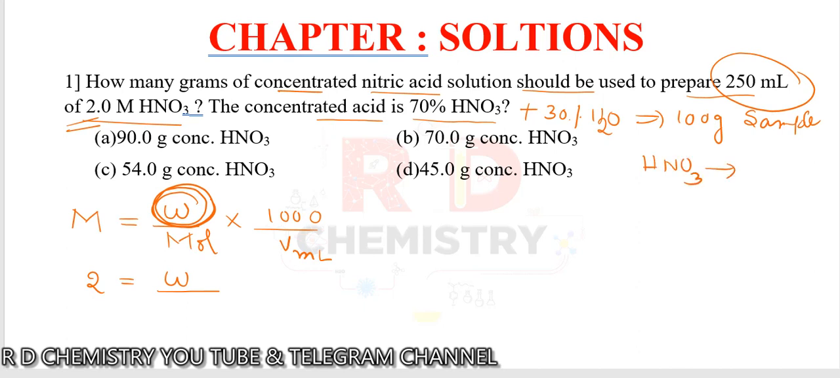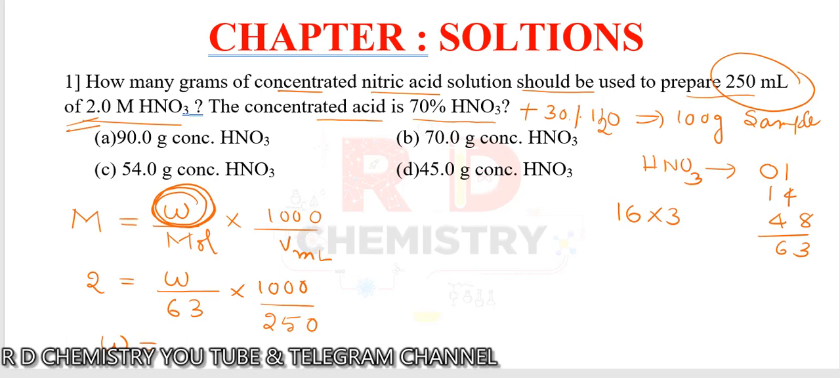Molar mass of nitric acid, HNO3: atomic mass of hydrogen is 1 and nitrogen is 14. That of oxygen is 16 into 3 times, so becomes 48. So it is equal to 63. Okay, so 63 grams per mole into 1000 divided by volume given in the question, 250 ml. Therefore, this W comes to be 31.5 grams of nitric acid. Remember, student, this is pure nitric acid.